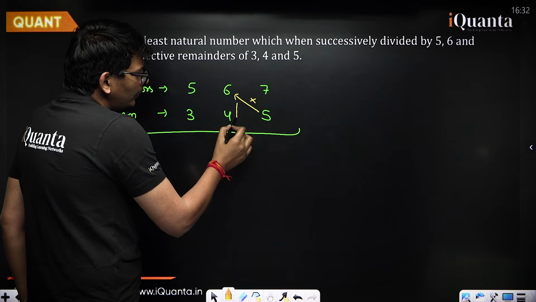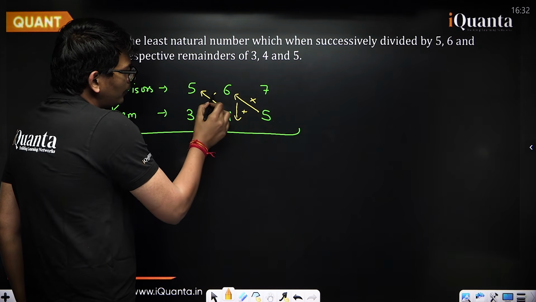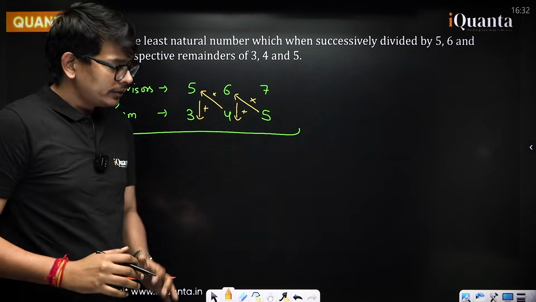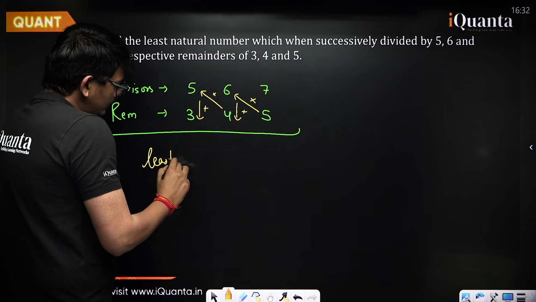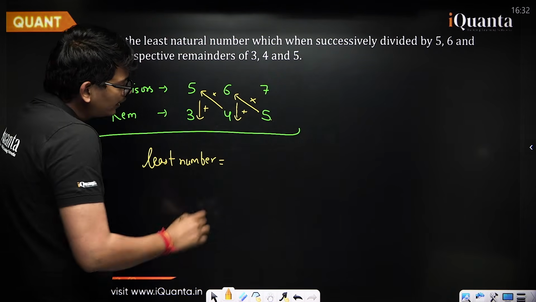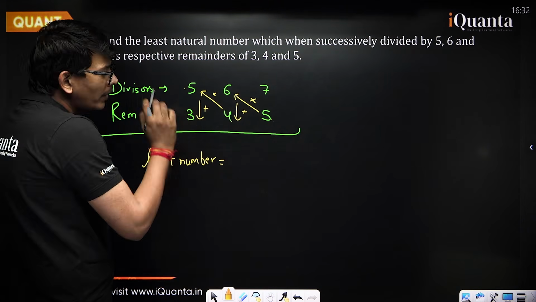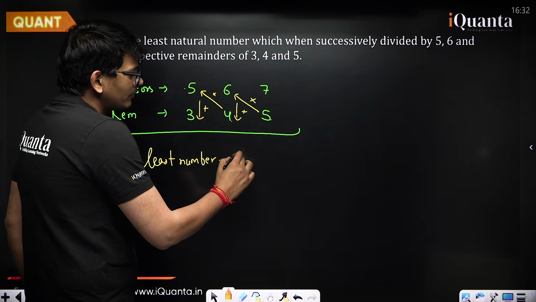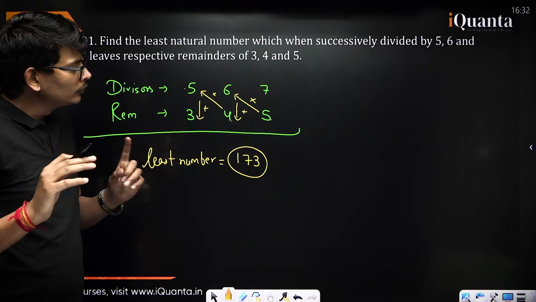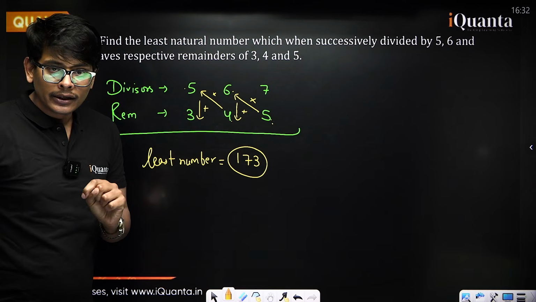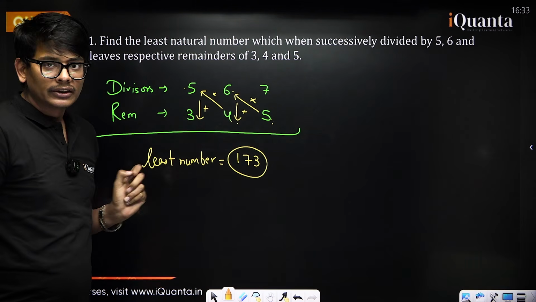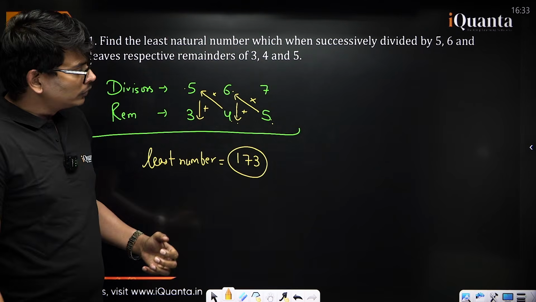Multiply plus, multiply plus. This is a shortcut. In this way, you can easily find out the least number. So the least number is basically 5 into 6, 30, plus 4, 34, into 5, 170, plus 3, 173. That is your answer. So within seconds, you can solve this question. What I did: 5 into 6, 30, plus 4, 34, 34 into 5, 170, plus 3, 173. Now I will give you the proof also.